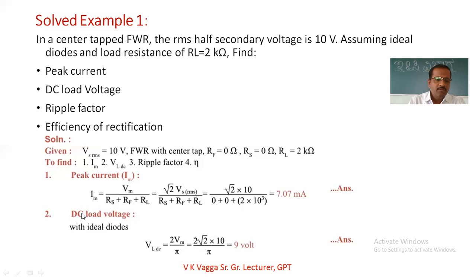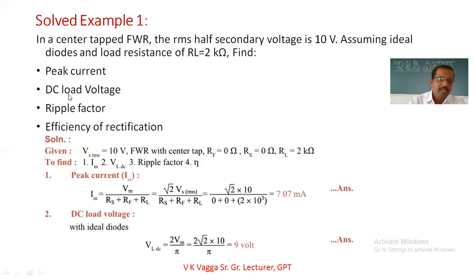Okay, and after that, if you want to calculate the DC load voltage, I think you have understood this one. RS is given, RF is there, RL is also given, so it has to be placed in this equation. And this VM is again one more formula: it is root 2 into VS RMS. So this VS RMS is given, and all these values are to be placed and simplified. You will be able to get the IM.